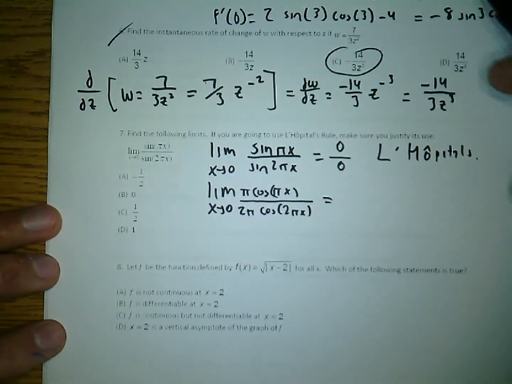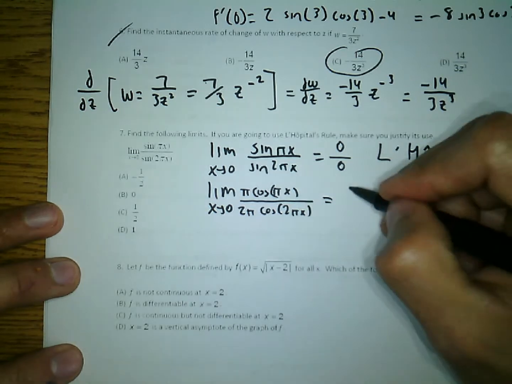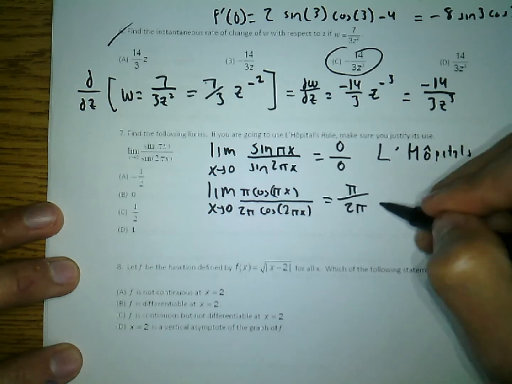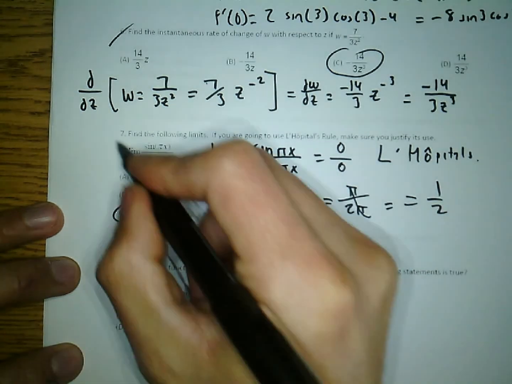So now I'm going to just try this again. Plug in 0. The cosine of 0 is equal to 1 times pi is pi. The cosine of 0 is 1 times 2 pi is 2 pi. So the pi's cancel out, leaving you with 1 over 2, which is option C.